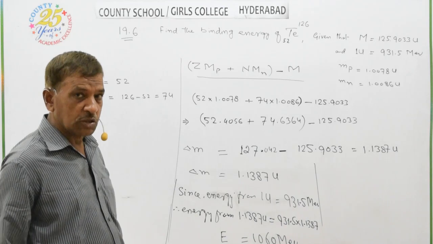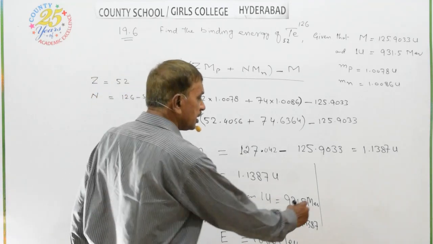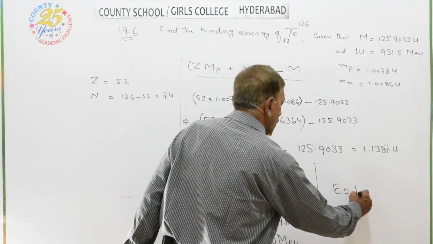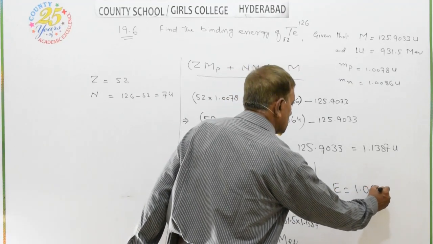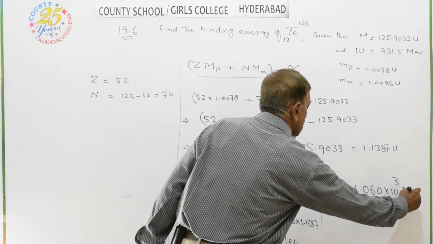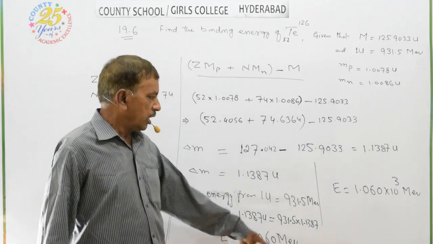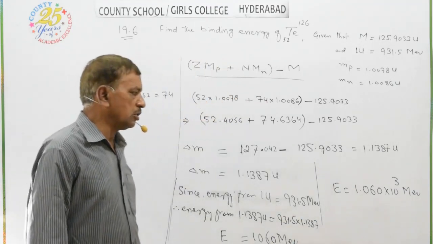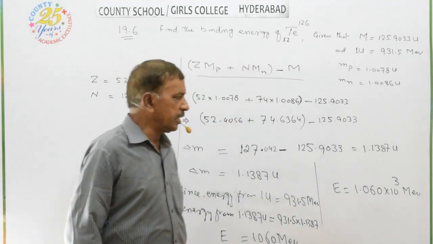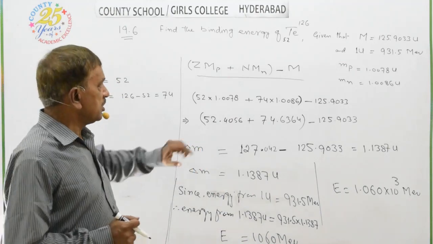1060 mega electron volt is the binding energy for tellurium. This energy is also written as E equals 1.060 into 10 raised to power 3. We may also write this energy in exponent form, that is 1.060 into 10 raised to power 3 mega electron volt. So dear students, we again see this numerical.